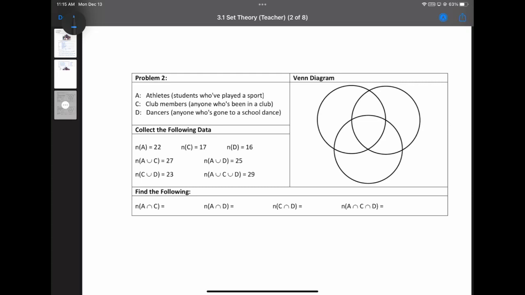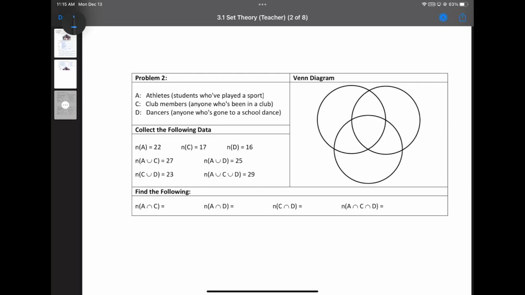And the data that I collected was the following. So the number of people that said yes to being an athlete was 22. Number of club people was 17. Number of dancers was 16. Now this is where it got weird because students are not good at this union idea. I said, how many of you are an athlete or a club person?